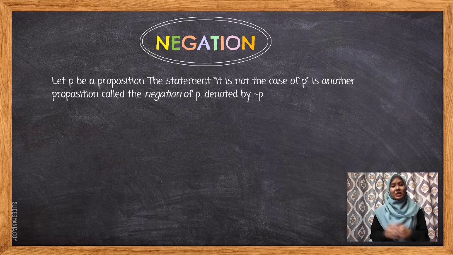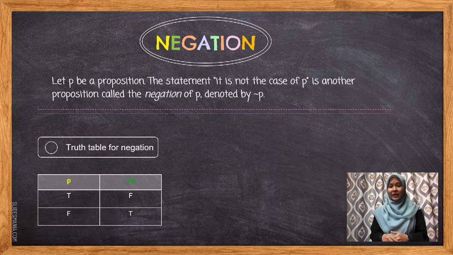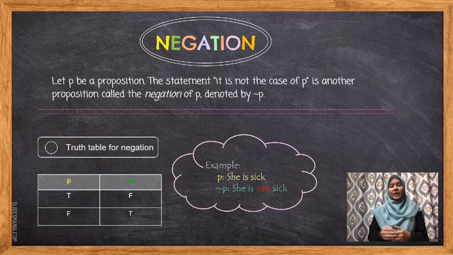Negation. Let P be a proposition. The statement "It is not the case that P" is another proposition called the negation of P, denoted by ¬P. Let's see the truth table for negation. When P is true, ¬P will be false. We just invert the truth value of P. So, when P is false, the negation of P will be true. Let's see an example in an English statement. P: she is sick. ¬P: she is not sick.